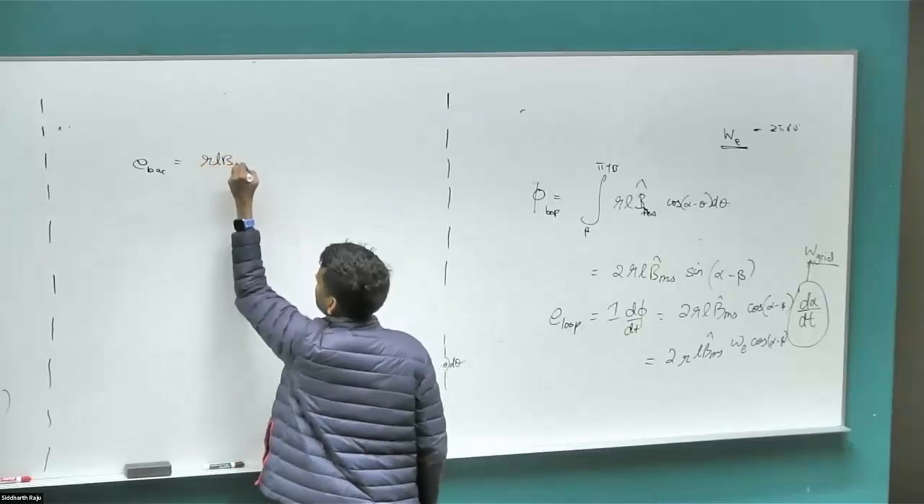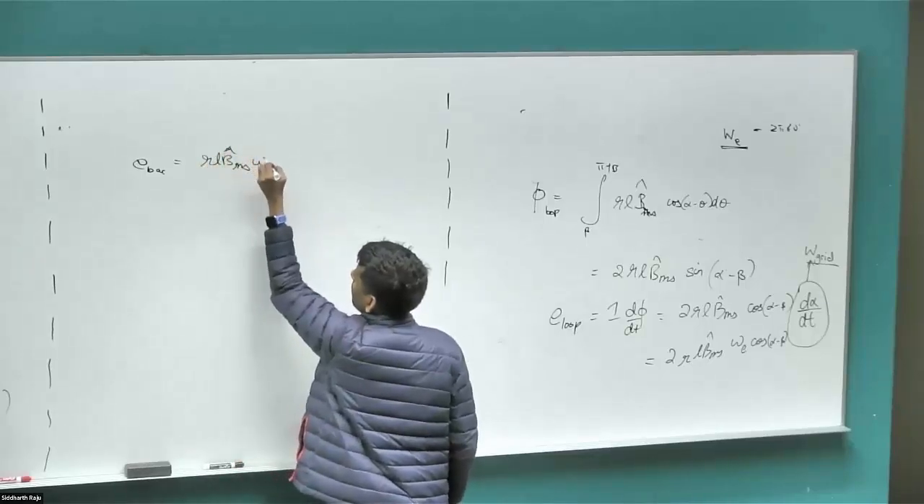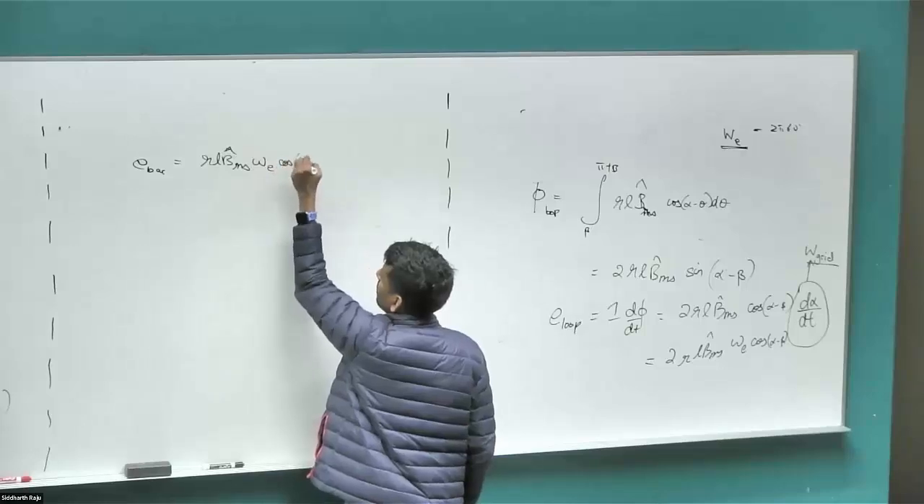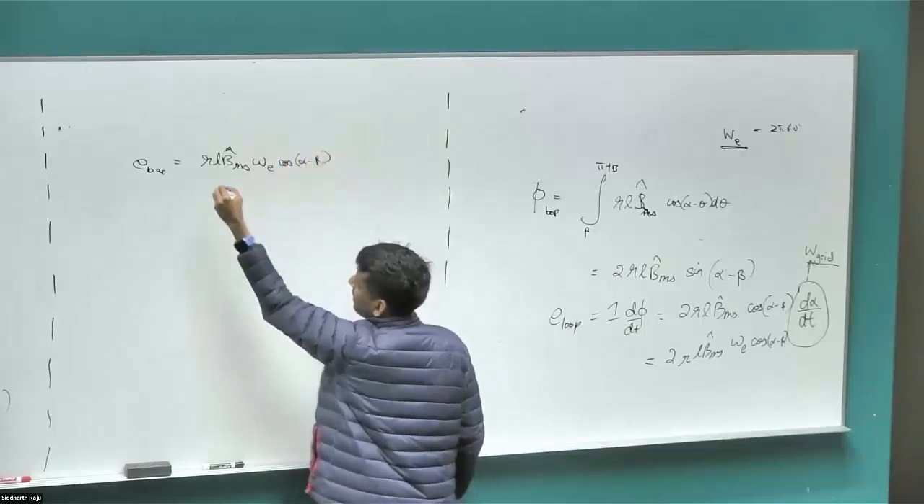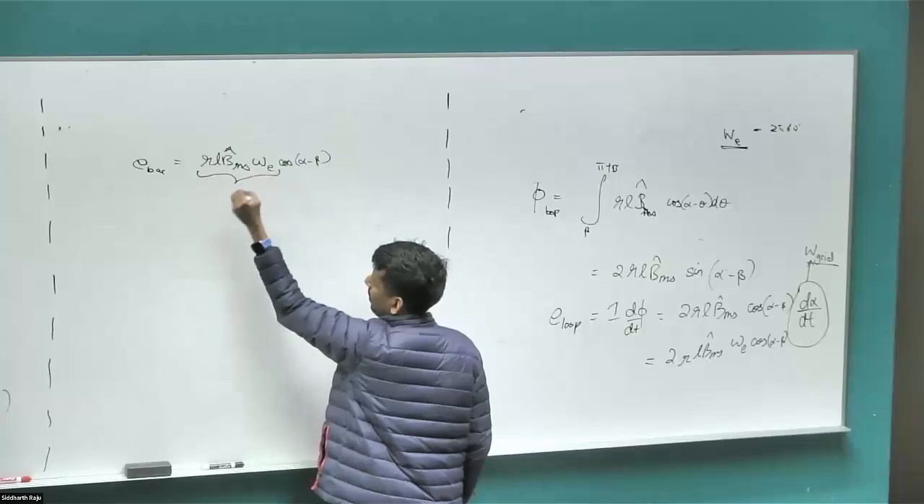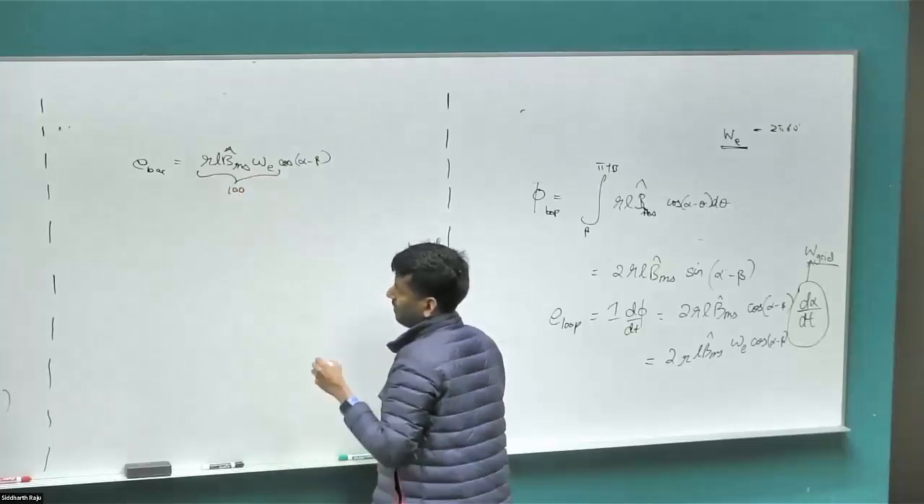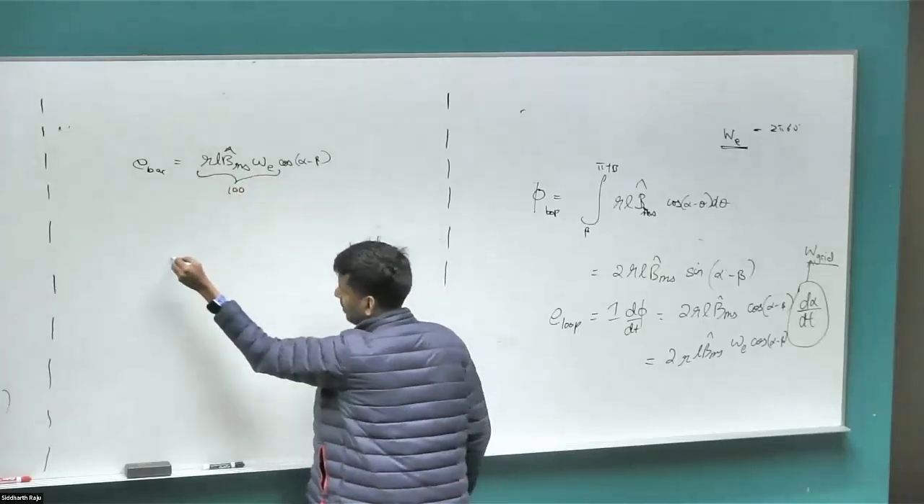RL, BMS, peak, omega E, cos of alpha minus beta. Let's say this whole term comes out to 100. Right? So let's then plot what these values look like.